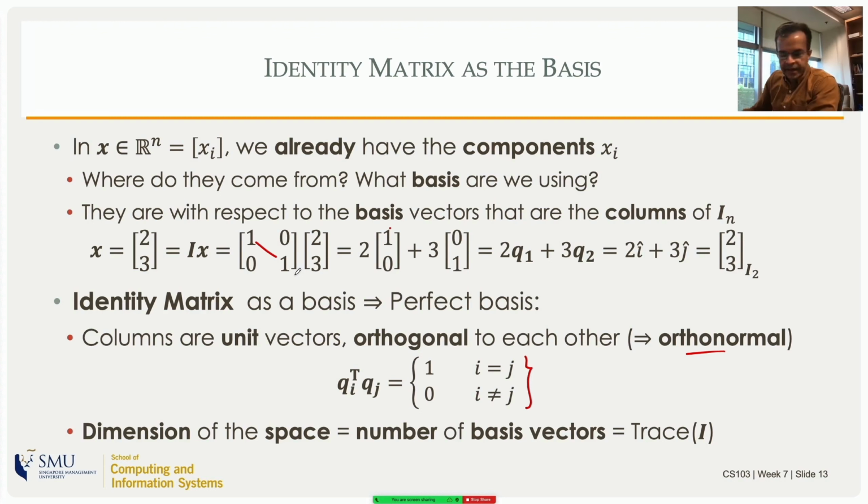Trace is basically just a sum of the diagonal elements. The trace of the identity matrix, which is the basis of that space, will actually be the dimension, because each column has just one in the diagonal element. So just add up, you'll get the number of columns or number of rows, same thing. And that is the dimension.